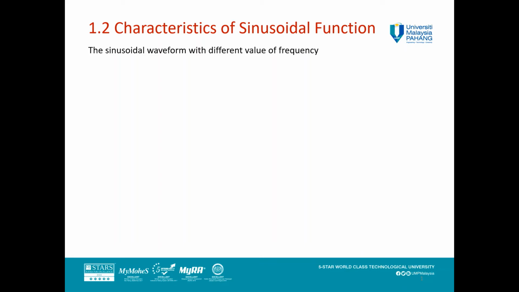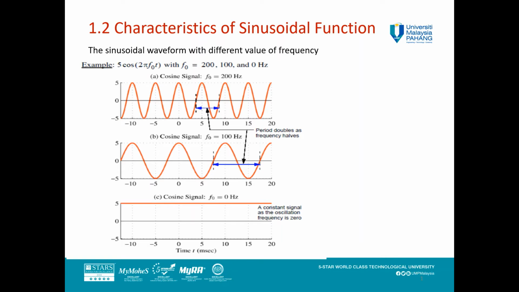Okay, we continue. The sinusoidal waveform with a different value of frequency. This is the example. Given to you the equation 5 cos(2 pi f naught t), where f naught, the frequency, is 200 hertz, 100 hertz, and 0 hertz. You can compare the first, second and third.